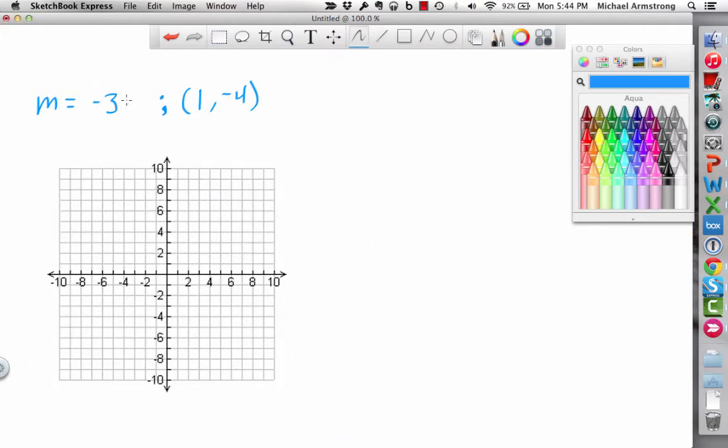Alright, so we know our slope is -3, and what does that look like? That means that our rise and our run become a -3 rise and a +1 run, because this is the same as -3 over 1. These are the same, and so our rise is the top number, our numerator, and our run is the denominator. And we're going to start at 1, -4, which is down here.